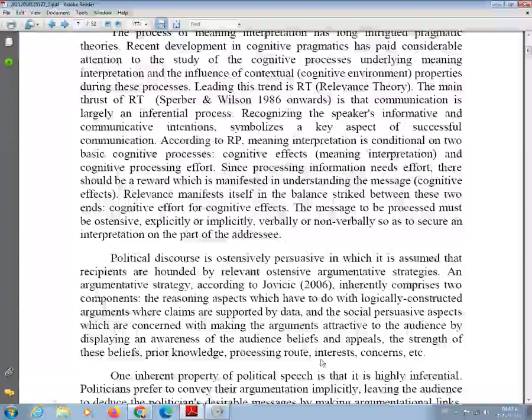All these things. So any well-built argument must include something logical, and at the same time must address the ego of the audience, must address the favorable things related to the audience, must come into contact with audience beliefs, appeals, ideas and so on.